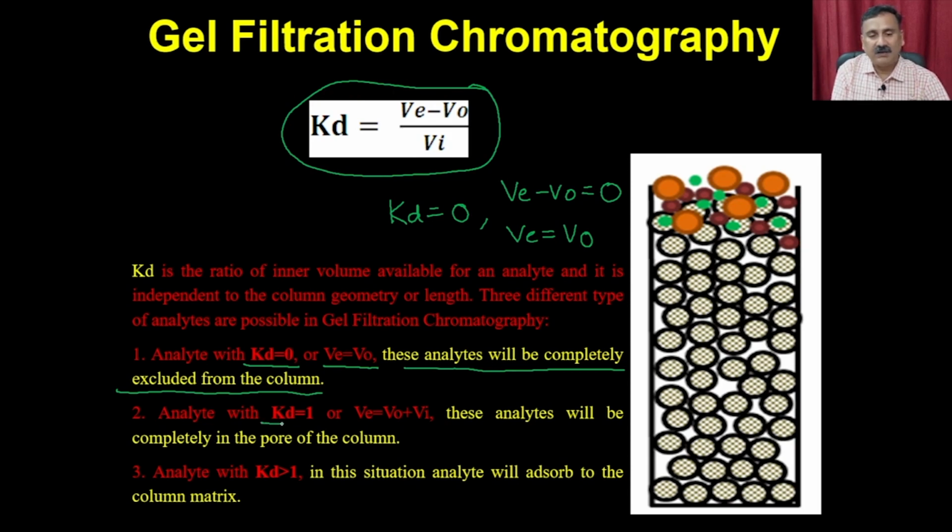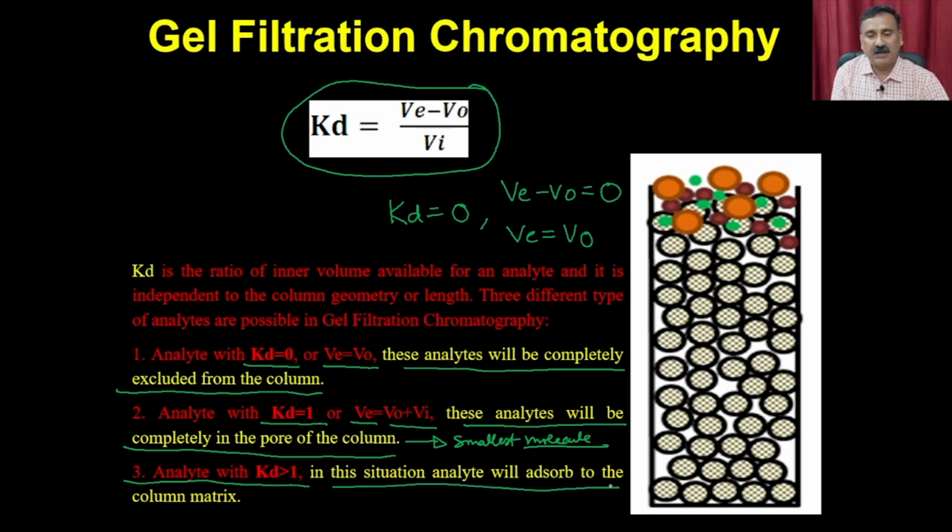Similarly, if you have KD equal to 1, this means the VE is equal to VO plus VI, and these analytes will be completely in the pore of the column, which means these are the smallest molecules or smallest analytes which you can analyze in this particular column. And now if you have a KD which is above 1, in this situation the analyte will adsorb onto the column matrix.